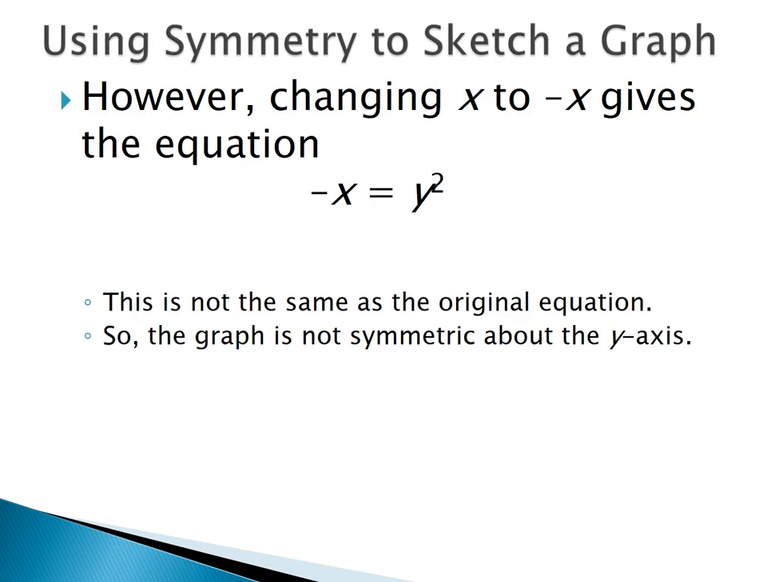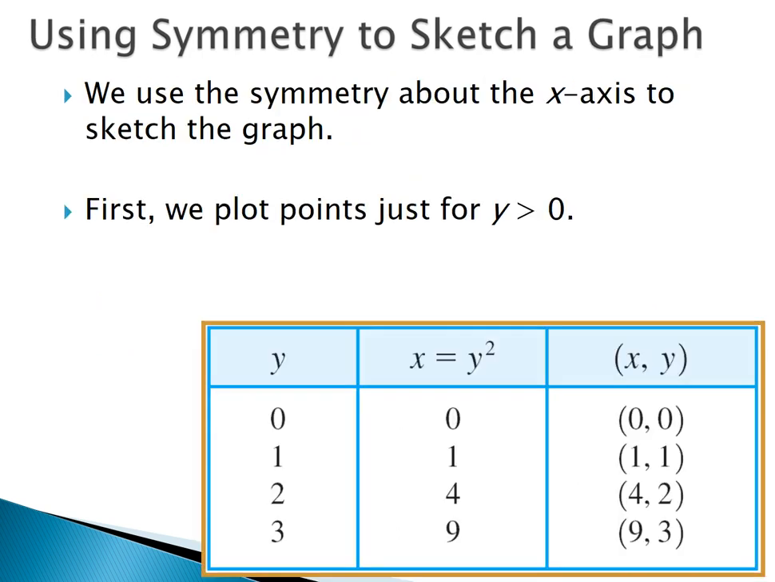However, when we replace the x with a negative x, it changed. It didn't stay the same. So therefore, it's not symmetric around the y-axis. It does have x-axis symmetry, but it doesn't have y-axis symmetry. We can use that then to help us plot points and to graph this if we use the symmetry.